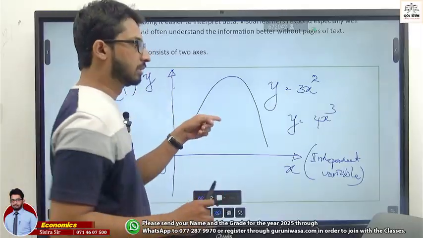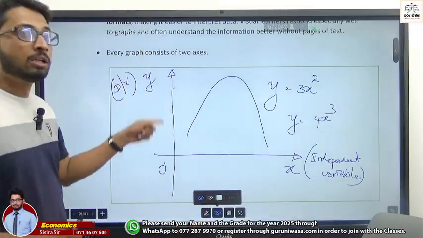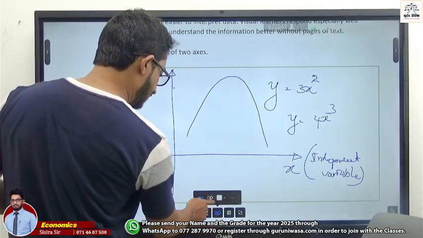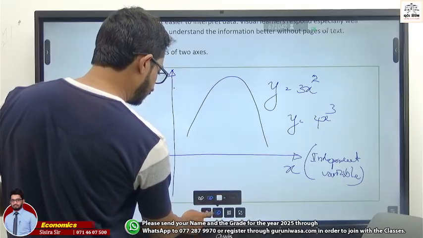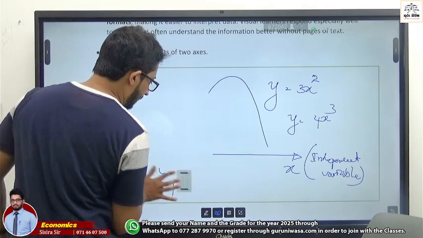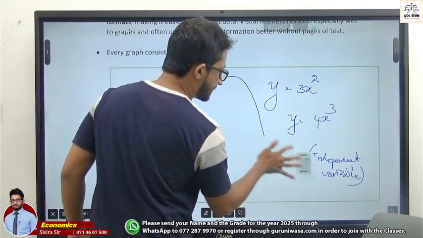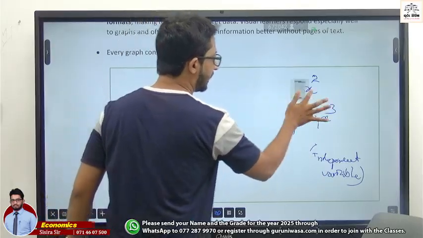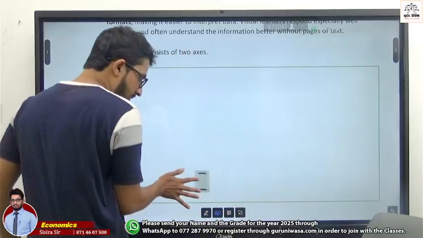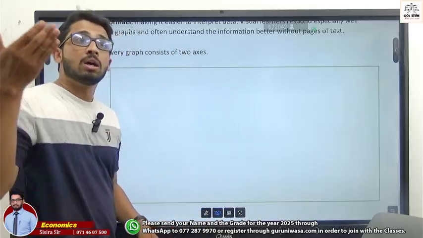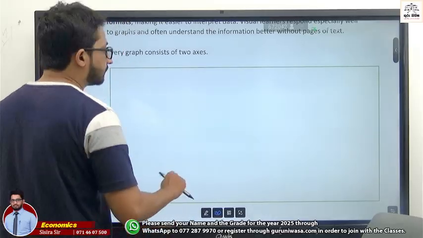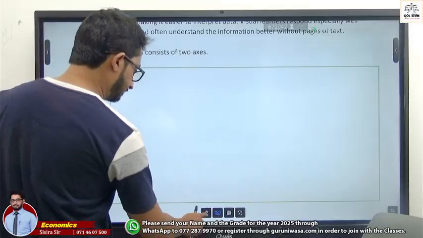Lamai, can you write this down? Every graph has two axes. First one is x, the other one is y. The x-axis is used to show the independent variable. The y-axis is used to show the dependent variable. Clear? Right. Now I write this down.